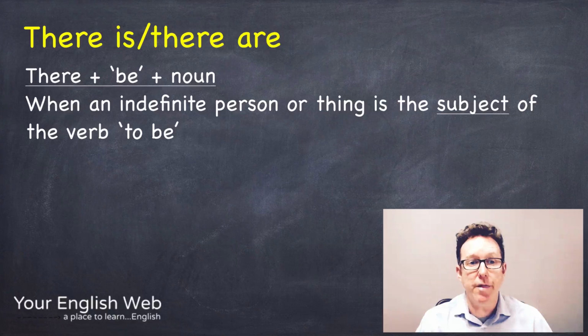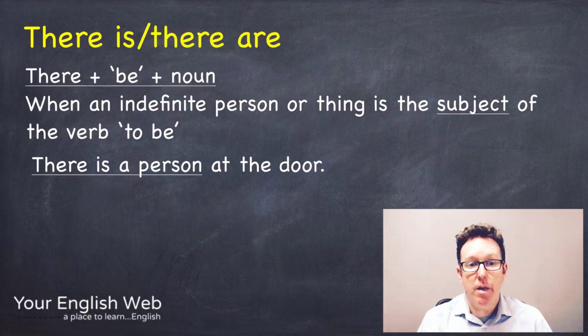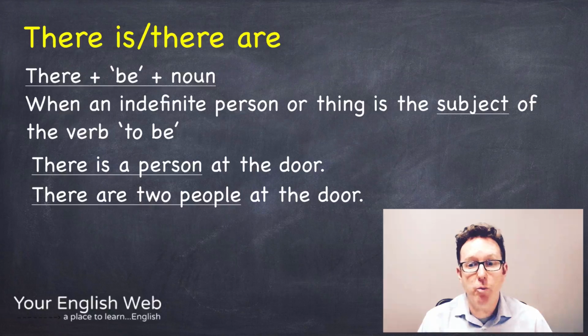Okay, now the structure there plus be plus noun, we use it when an indefinite person or thing is the subject of the verb to be. Some examples here would be, there is a person at the door, or there are two people at the door. There is the verb, a person is the subject. There are the verb, two people, the subject.